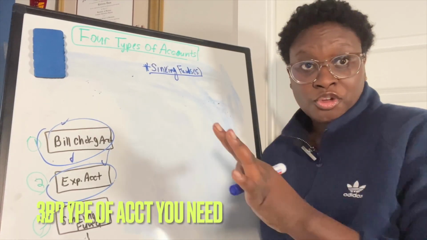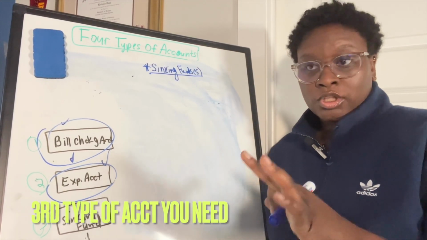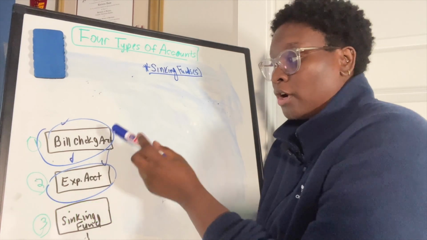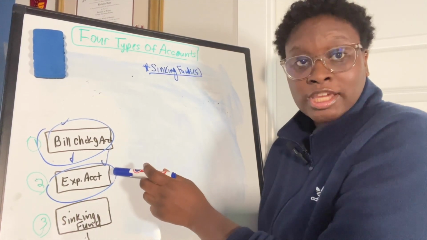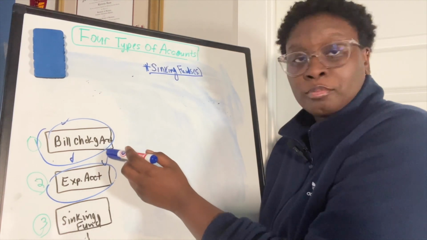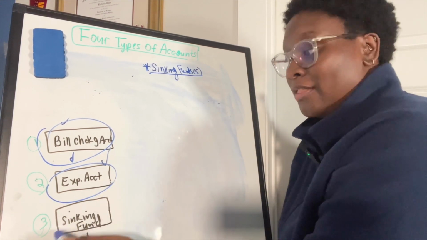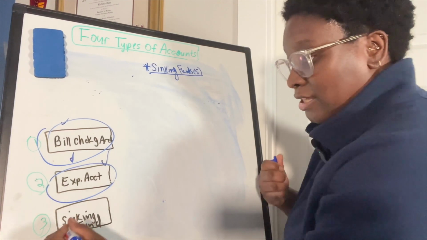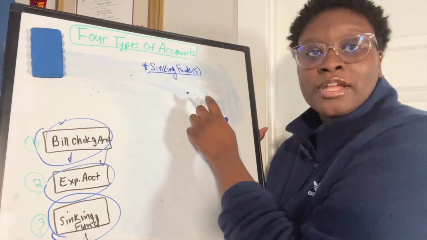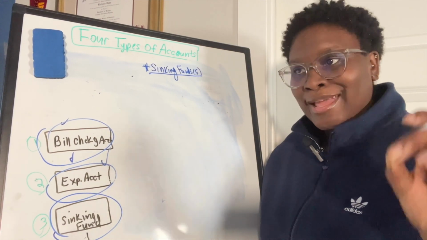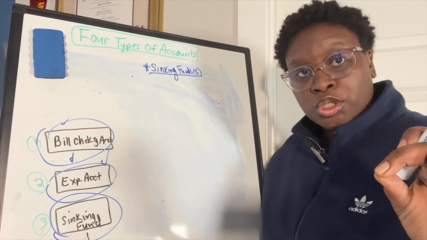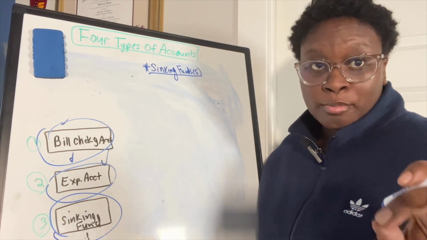So now we're going to talk about the third type of account that you should have. So far we've already covered having a bill checking account, having a checking account for your expenses, and how your bills and your expenses should be separated. The next one is a sinking fund. A sinking fund, think of it as a short-term emergency fund allocated for a future expense or emergency.